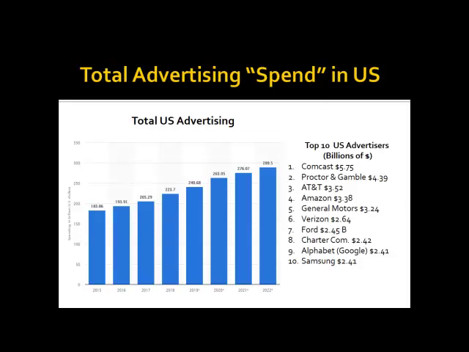The top 10 advertisers in 2017 aren't surprising. Comcast, Charter Communications, Verizon, AT&T, Communications and Internet, Procter & Gamble, one of the largest consumer packaged good companies, Amazon, another giant retailer, General Motors, Ford's, automobile manufacturers, tech companies, Alphabet, which is Google, Samsung. Surprisingly, Apple isn't on this list.